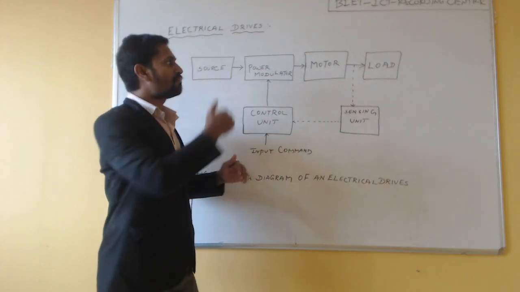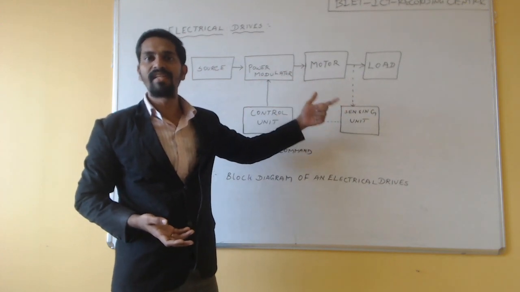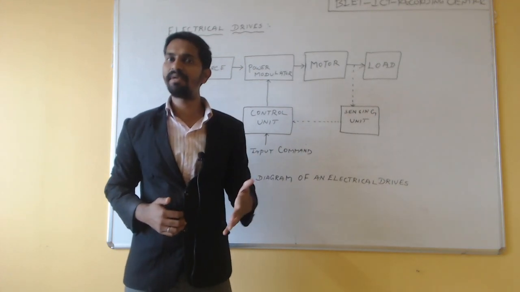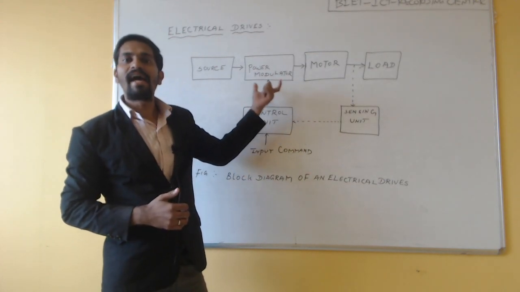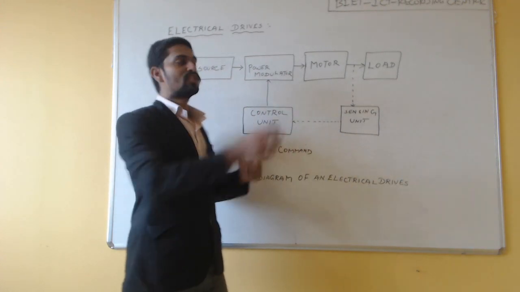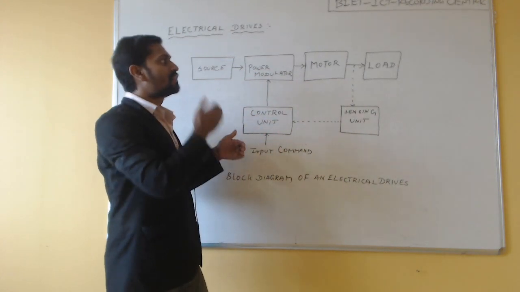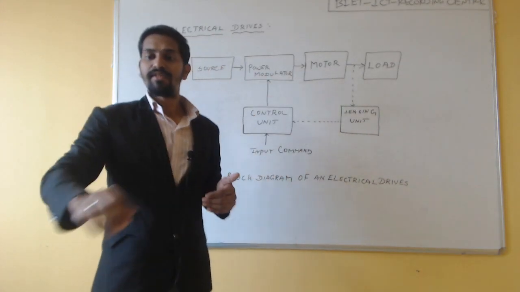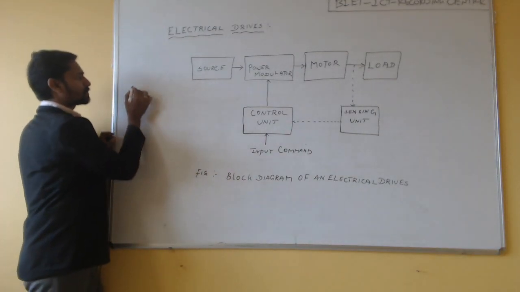Similarly, if my motor is an AC motor, but I want variable frequency as well as variable voltage, how will I get variable voltage and variable frequency from a fixed frequency and fixed voltage? If I use an inverter as the power modulator, I can get variable voltage and variable frequency. So the importance of the power modulator is that it will convert the power from the source into a suitable form for the motor. The converters can be classified into the following types.